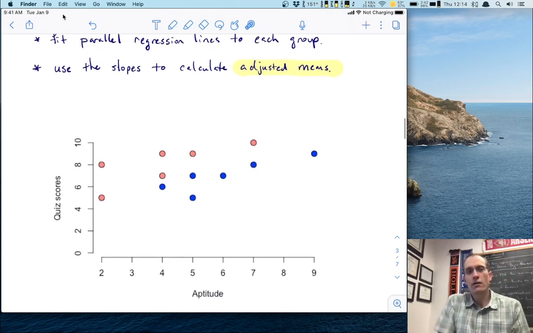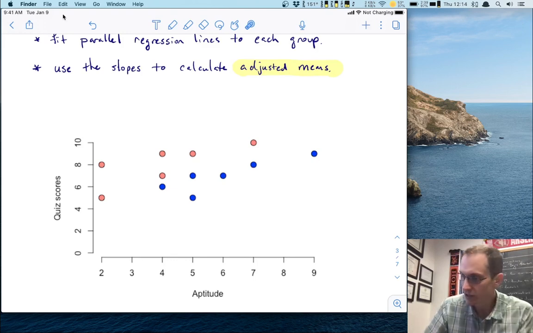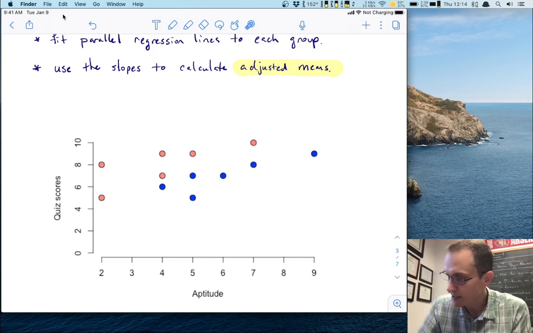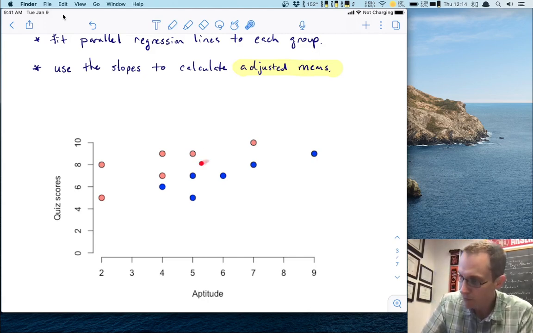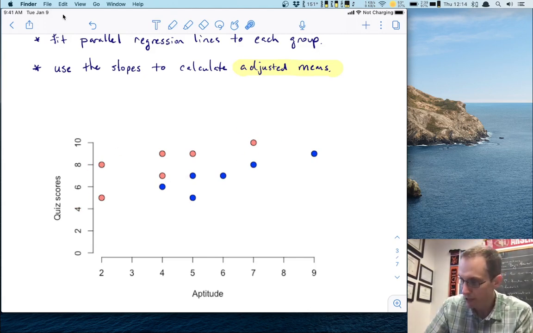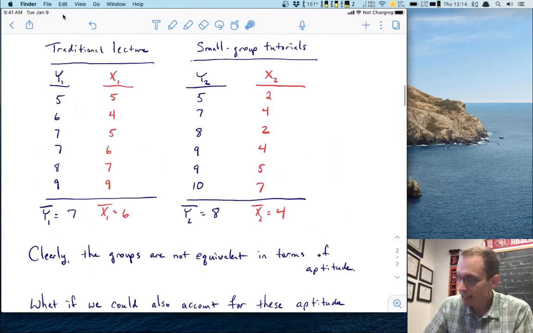But to demonstrate all of this, I want to just look at the quiz scores plotted on the y-axis and the aptitude scores plotted on the x-axis. And I have made these two groups in different colors. Honestly, I can't remember which one's which here. Let's see. I believe it is the first group, the traditional lecture, that is the blue dots, and the second group, the small group instruction, are the red dots. Let's just confirm that real quickly. Yes, that is the case.